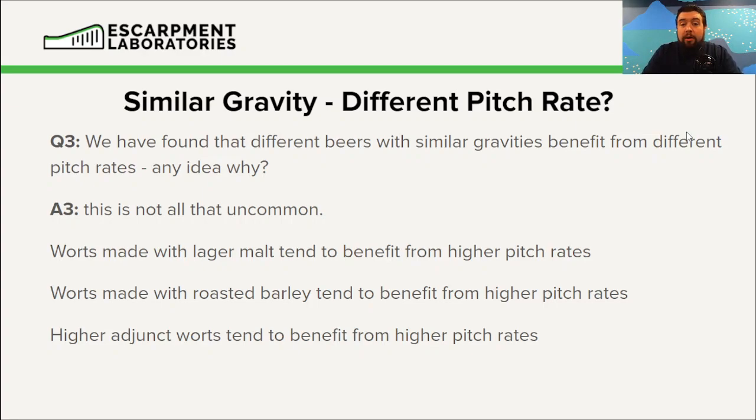Worts that are made with lager malt typically have a lower nitrogen content and lower vitamin content, and might require a higher pitching rate. This is just because there's less available nutrients. Because of the lower nutrient availability, each cell can't handle as much stress. Requires a higher pitching rate.